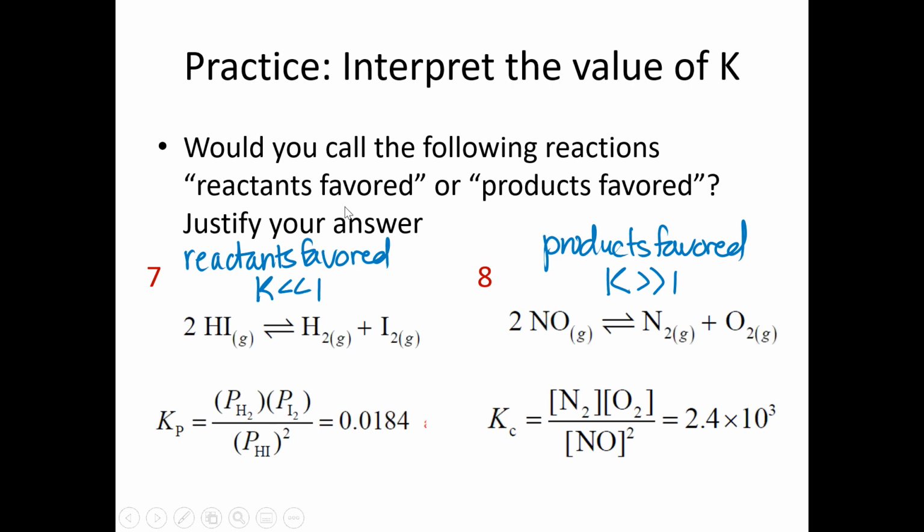And what that means is at equilibrium, there's going to be a lot more reactants than there are products. This one over here, K is greater than 1, so 10 to the third, that's about 1,000. So that means it's products favored, which means at equilibrium, you're going to have a lot more products than you have reactants.